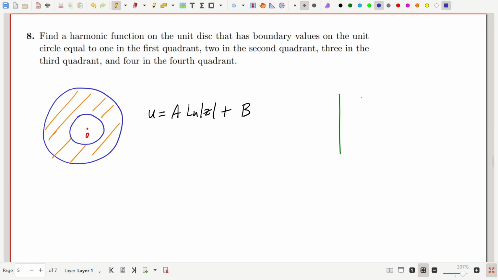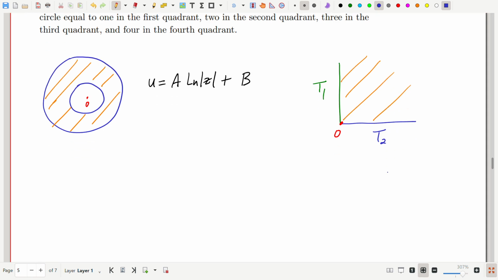If I had a wedge, then let's see. So this is if I wanted to have a temperature T1 here and T2 here, I could set up the arg function as a jump in temperature, or the arg function has the temperature of 0 on the blue line and temperature of pi over 2 on the green line. And so it's a great idea to try to mess around with the argument function.